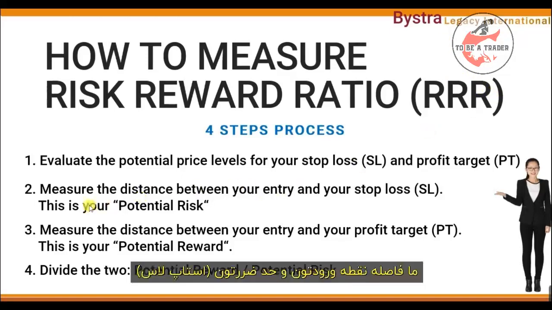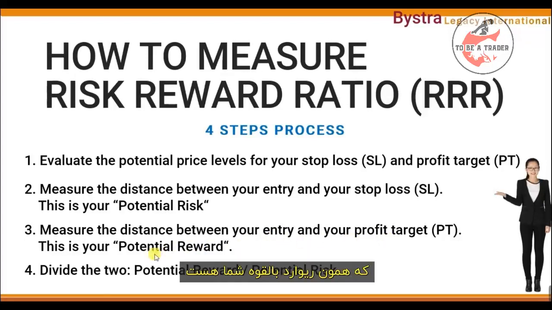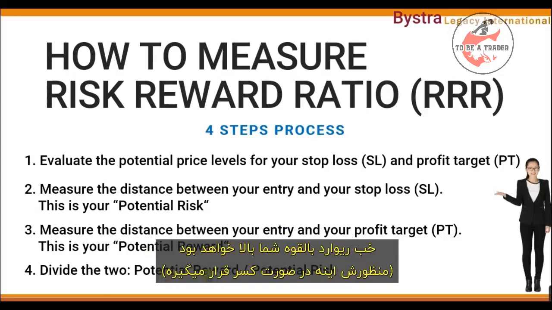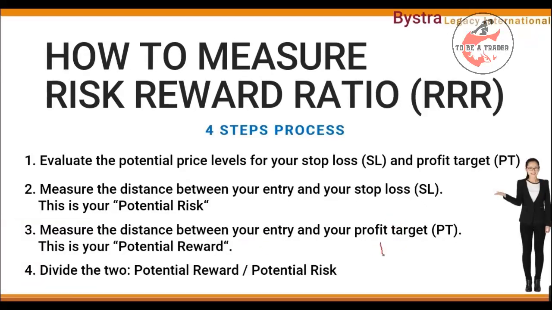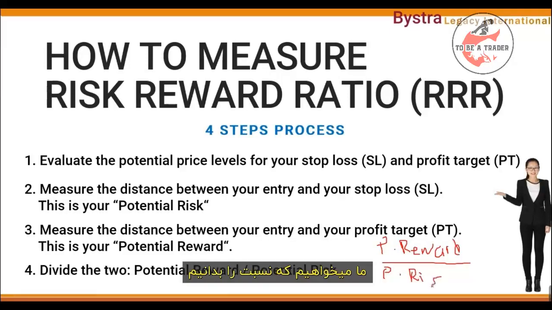We measure the distance between your entry and your stop loss. That is your potential risk. And we measure the distance between your entry and your profit target. That is your potential reward. So the potential reward will be at the top, the potential reward divided by the potential risk. We want to know the ratio.